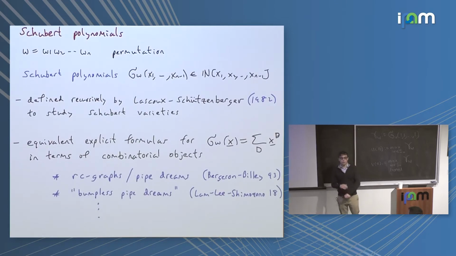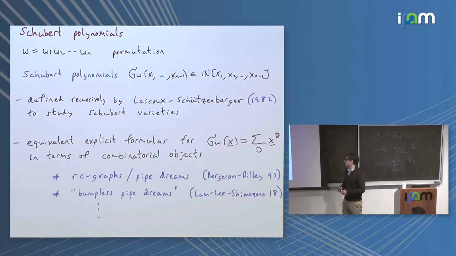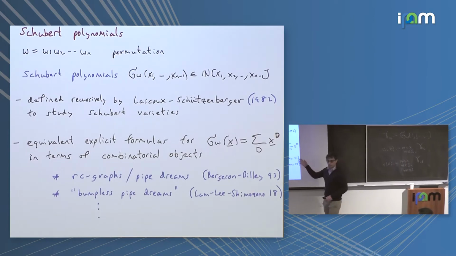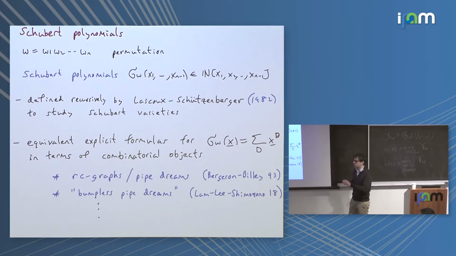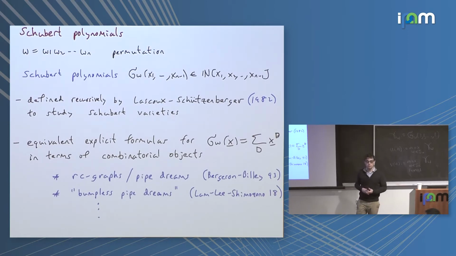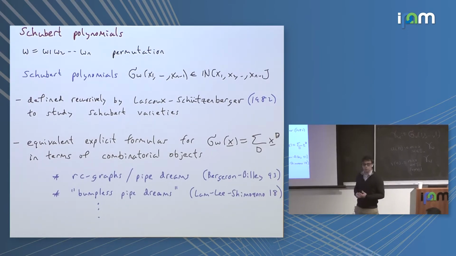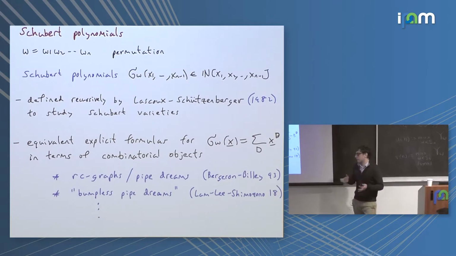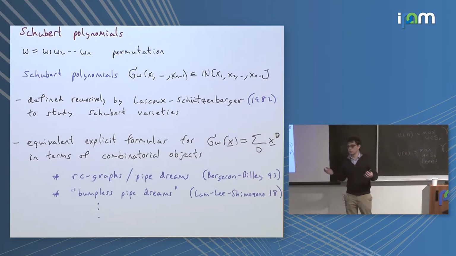Okay, so W, I'll write it as a permutation in one-line notation. And we saw it this morning in the talk. We saw Schubert polynomials. We're going to index them by the permutations. So these are certain polynomials with non-negative coefficients. And they were defined, as we heard this morning, by Lascoux and Schützenberger in the 80s to study Schubert varieties. And it's very, very important, for example, to understand their structure constants.